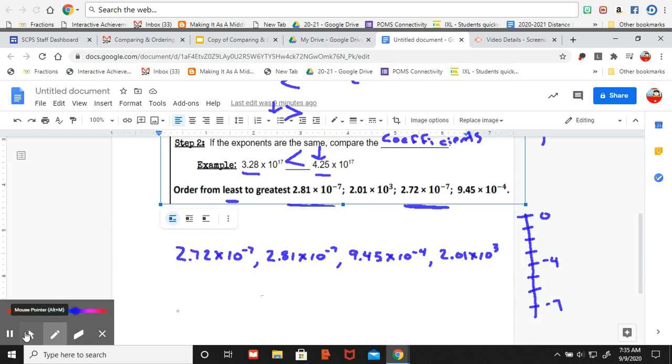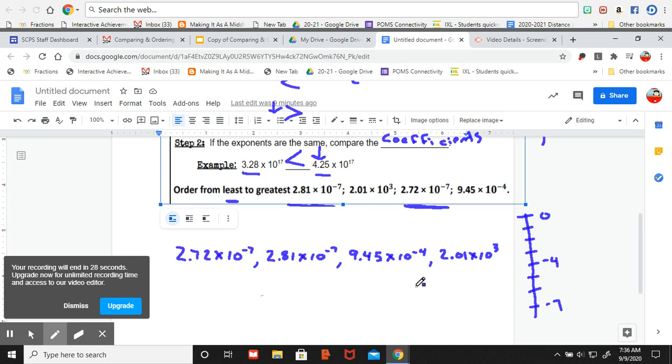And since 2 and 72 hundredths times 10 to the negative 7 power is the smallest, then we knew, because we looked at the coefficients, that 2 and 81 hundredths times 10 to the negative 7th power was next from least to greatest. Then, obviously, was our 9 and 45 hundredths times 10 to the negative 4th power. And then the only positive that we had, which is above the 0, would be 2 and 100ths times 10 to the positive 3rd power. Now you're going to do some practice, and if you still need extra help, there will be another slide to help you.